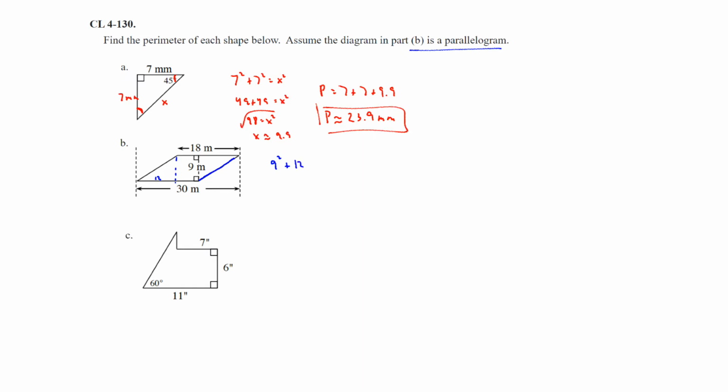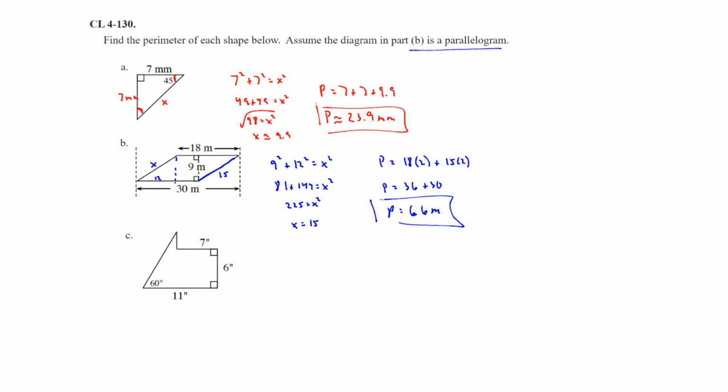9 squared plus 12 squared is equal to x squared. 81 plus 144. So 225 is equal to x squared. Take the square root of both sides and you get x equals 15. So that's 15 and 15. So the perimeter would be 18 times 2 plus 15 times 2. 36 plus 30, 66 meters.